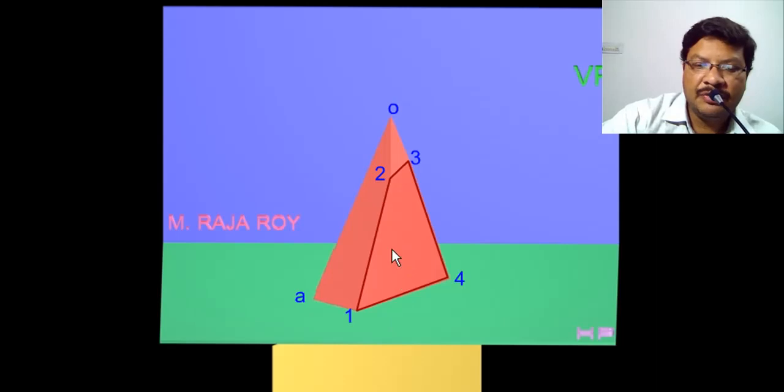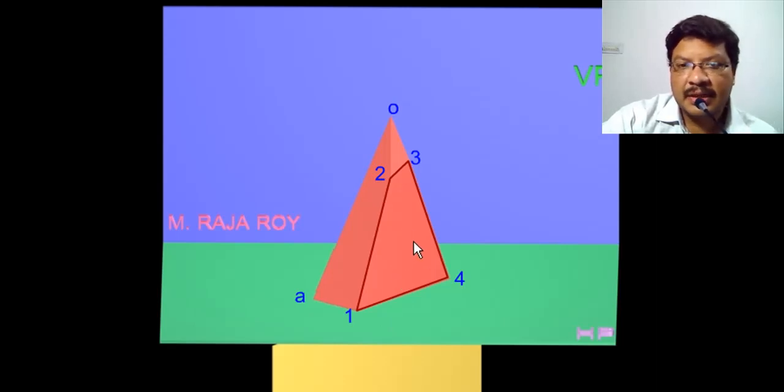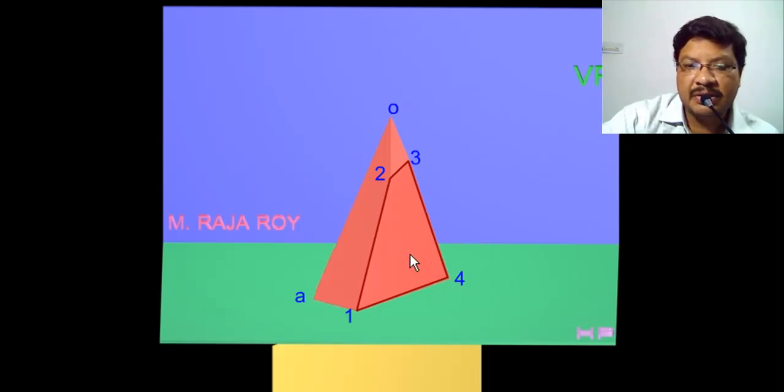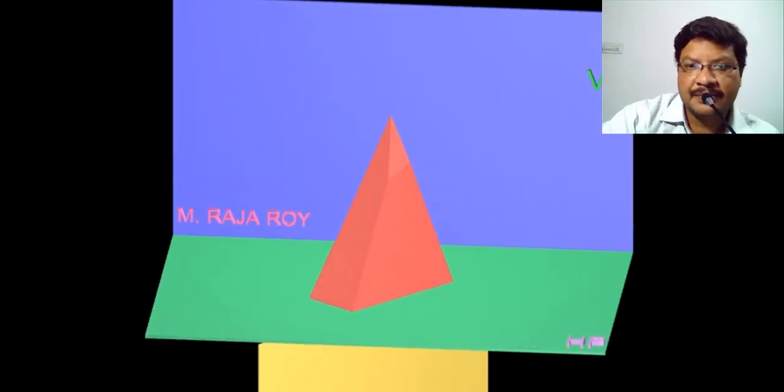Now in the front view I am not getting the true shape of this because the section plane is inclined to VP. If the section plane is parallel to VP, you will get the true shape in the front view. But here the section plane is inclined to VP. To get the true shape, you have to see the section in the perpendicular direction of the section. That means you have to take the auxiliary plane to get the true shape of the section.